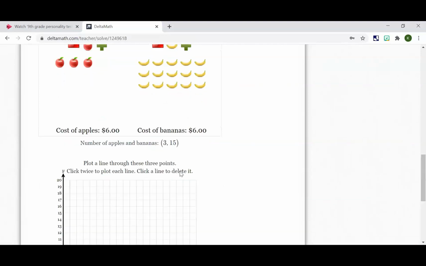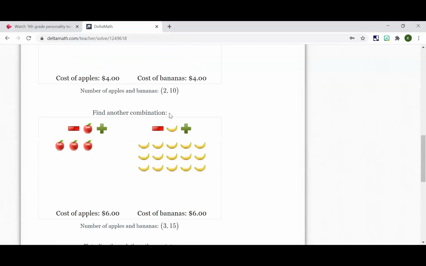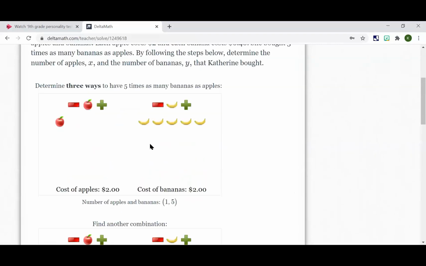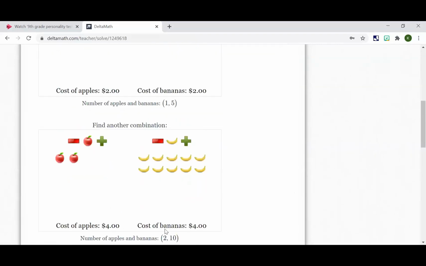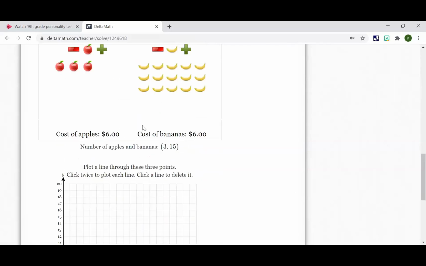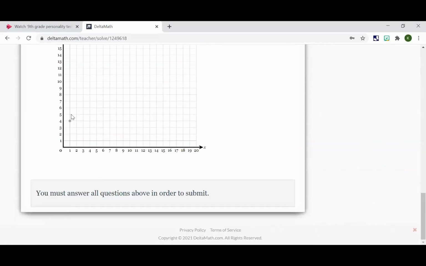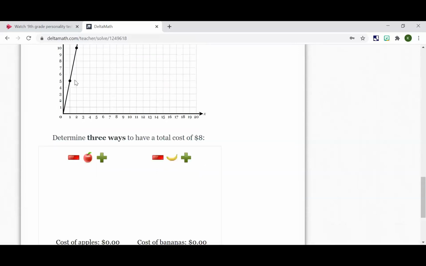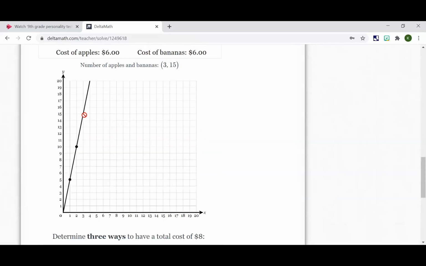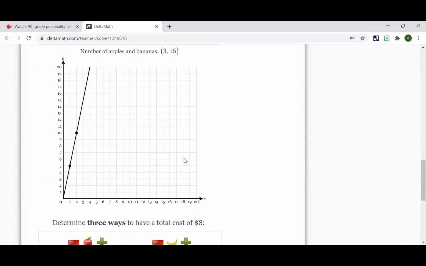And then it's going to give you a graph. So then on the graph, you only have to plot 2 of these. So like I could use 1 and 5 and 2 and 10. I don't have to use 3, 15 because watch. 1, 5, 2, 10. It's going to go through 3, 15 anyway. So I don't need to plot that point.